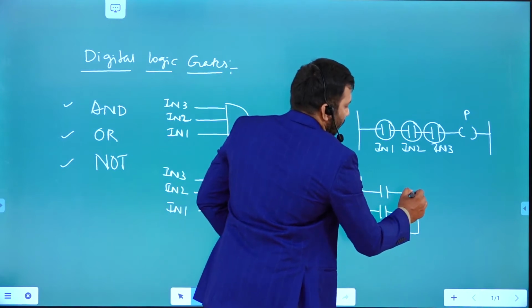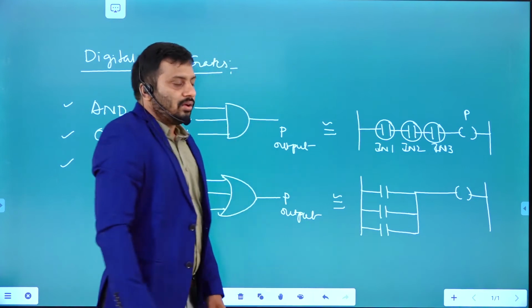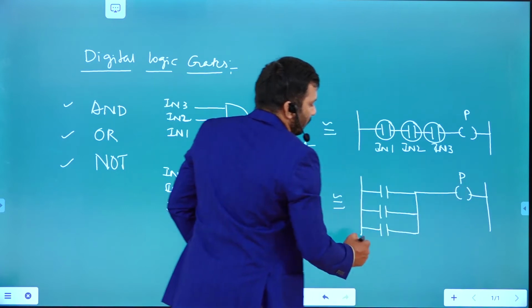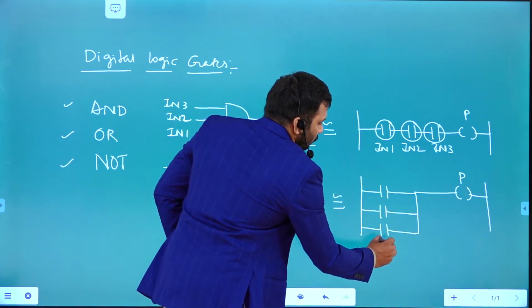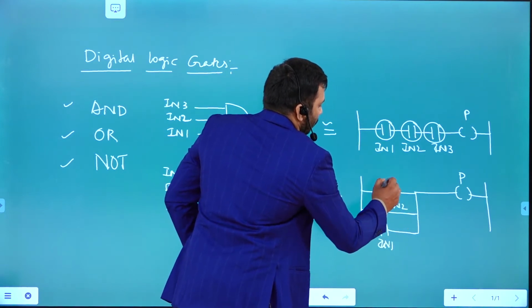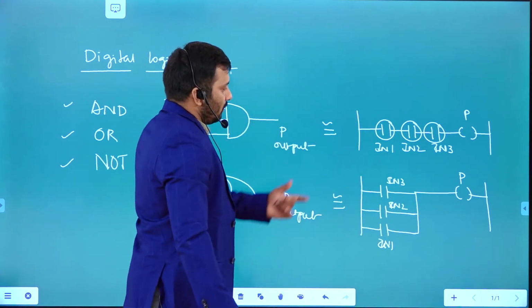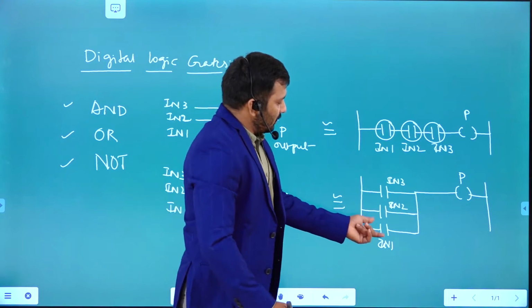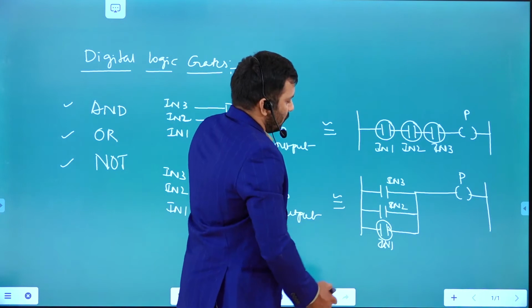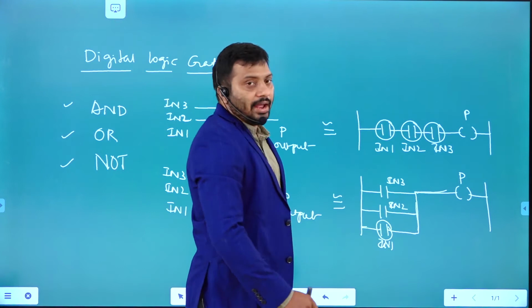In PLC ladder programming, this is the way we need to construct the rung for the OR gate. For the OR gate, the output is going to be 1 if this input is 1, or this input is 1, or this input is 1. See here, if you activate this normally open contact, it is going to be closed, then power passes through like this and the output is activated.